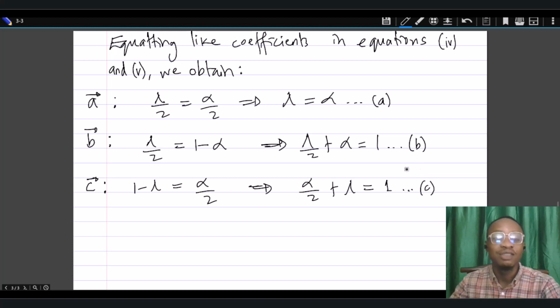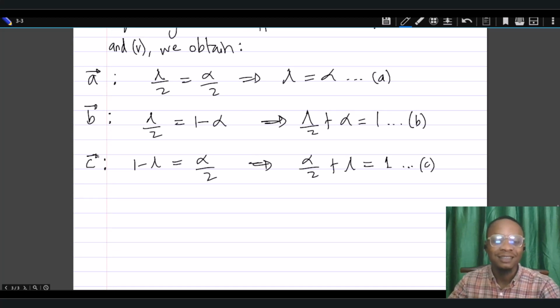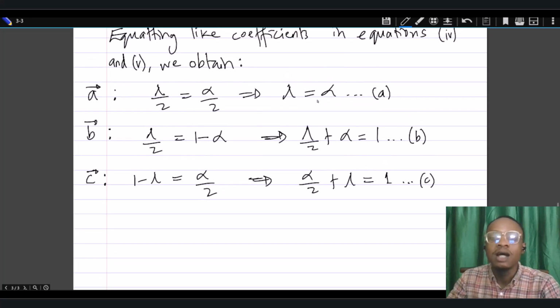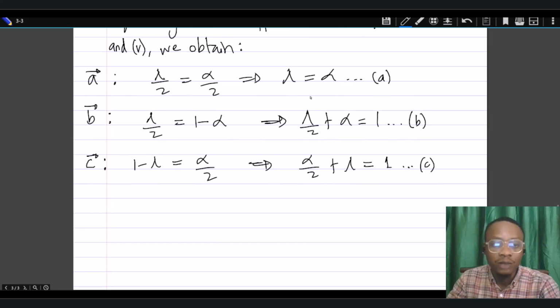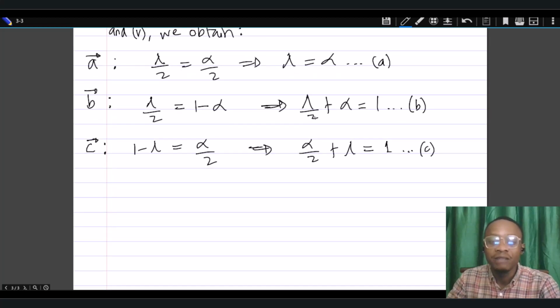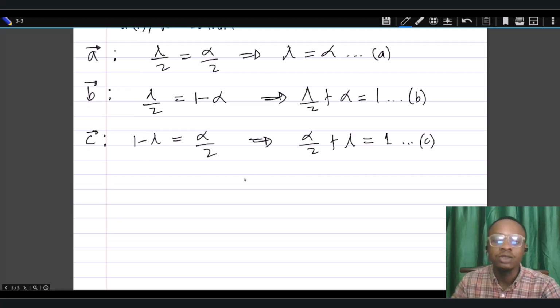So is there a solution that is consistent, that actually satisfies all of these equations altogether? Yes, it is obvious that lambda should be equal to alpha. Okay, so we're clear about that. Then if lambda is equal to alpha, we can solve this and then check that it also satisfies this third equation.